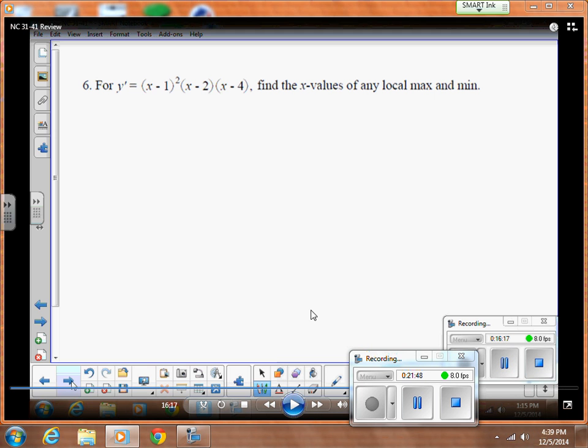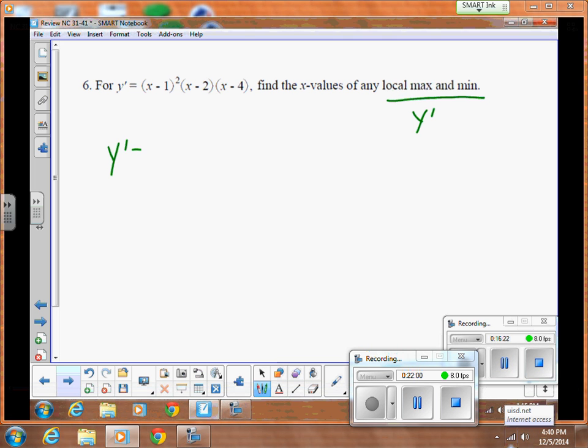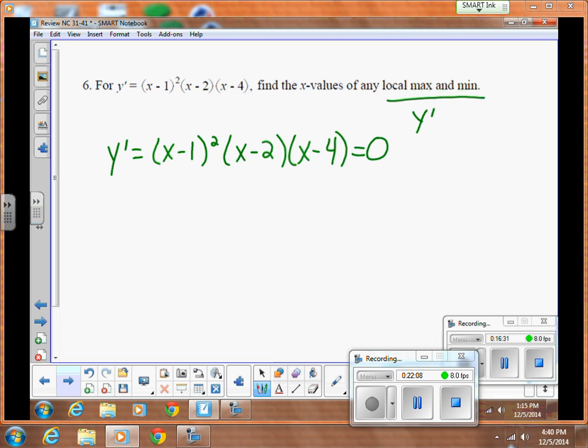All right. Now on number 6, for y prime, and it gives you y prime, find the x values of any local max and min values. Again, for max and mins, I need to be working with the first derivative. They already gave me the first derivative, so I didn't have to find it. It's given. So I need to set my first derivative equal to 0 so I can produce the critical numbers. This one's already factored out for you too, so all you had to do was set each individual piece equal to 0 and solve.